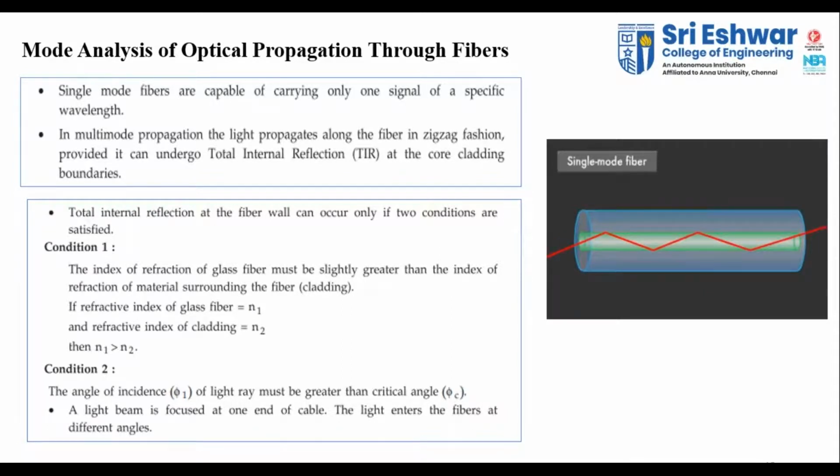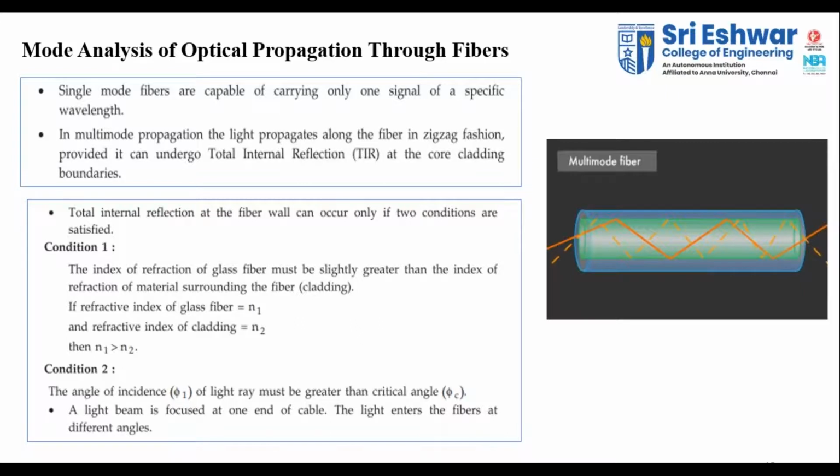So your single mode fibers are capable of carrying only one signal of a specific wavelength. In the case of multi-mode, there is propagation along the fiber in zigzag fashion with the total internal reflection principle. Okay, so here your cladding is considered as your boundary. So within this boundary it is reflected.